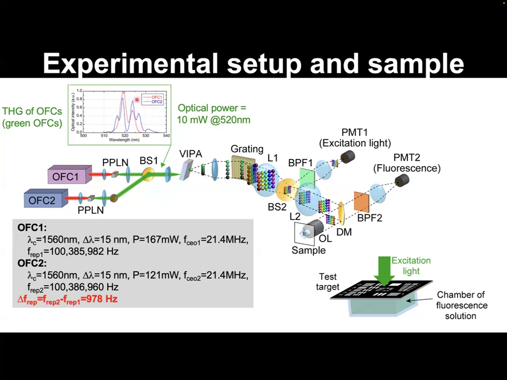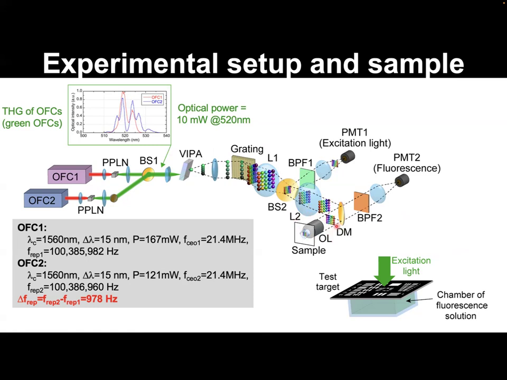The optical spectrum of the green OFC light is here, and the corresponding optical power is around 10 milliwatts. So these green OFCs are spatially overlapped and then fed into the combination of the VIPA, grating, and relay lens for the 2D spectral dispersal. This results in the forming of a 2D array of excitation spots on the sample surface.